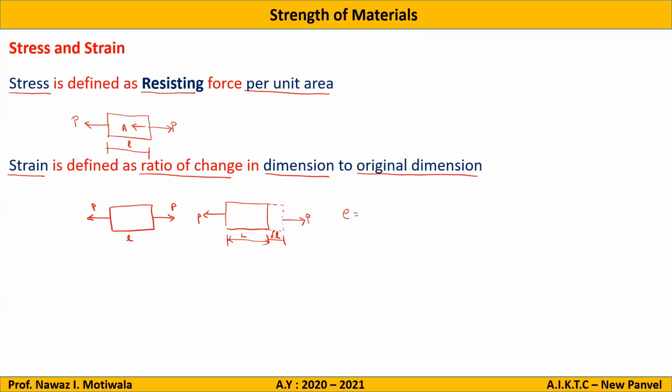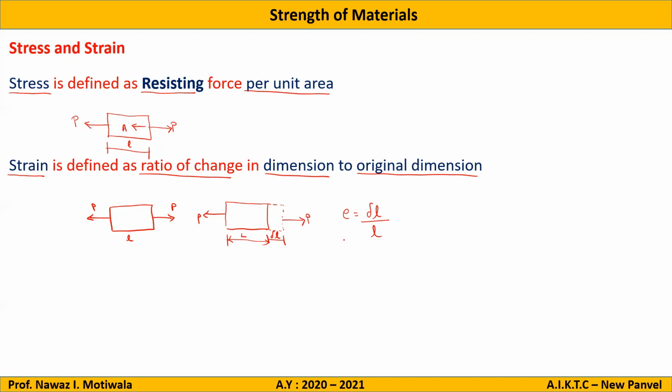So I will write it is change in dimension. So what is the change? Change is just delta L. So I will write down here delta L divided by the original dimension, which was L. Hence, for this case wherein the length is changing, I can write that strain is delta L upon L, where delta L is the change in length divided by the original length.